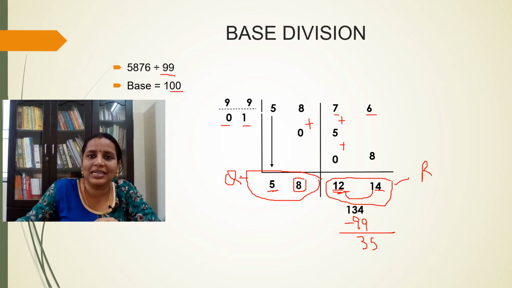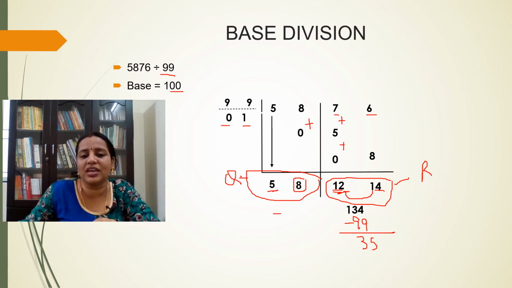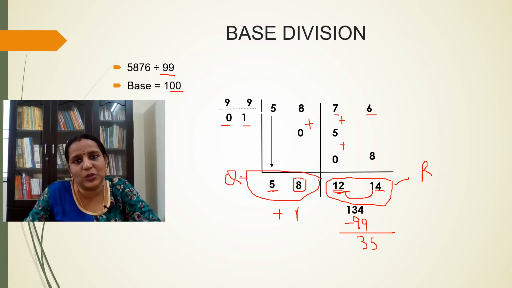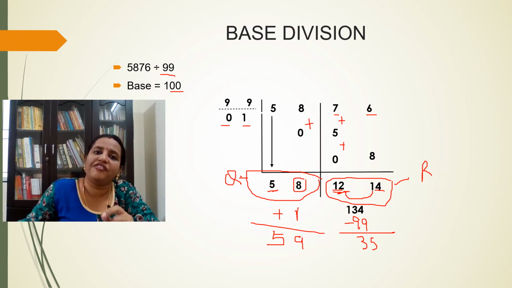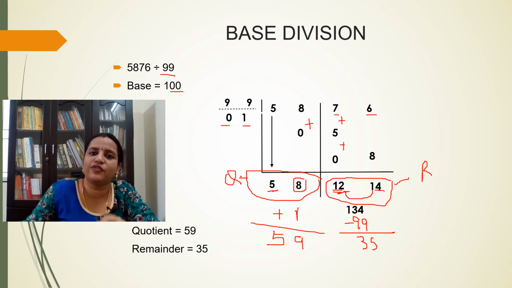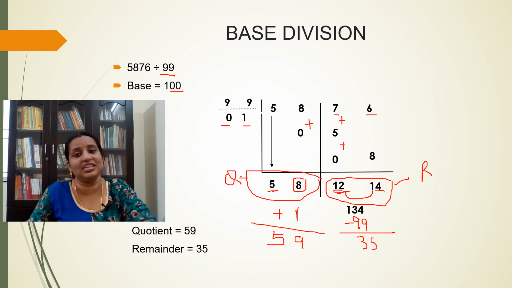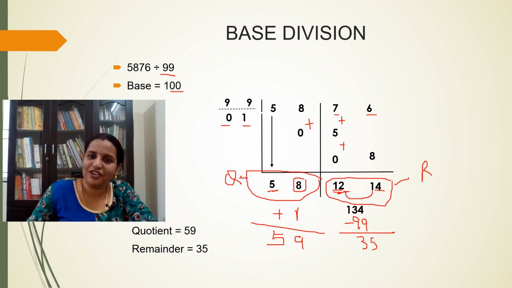While subtracting the divisor one time, very immediately I have to add 1 to the quotient, isn't it? Yes, so I'm subtracting the divisor one time and I'm adding a 1 to the quotient. So my quotient is 59 and my remainder is equal to 35. So for 5876 divided by 99, quotient is 59 and the remainder is 35. Is it clear for everyone?